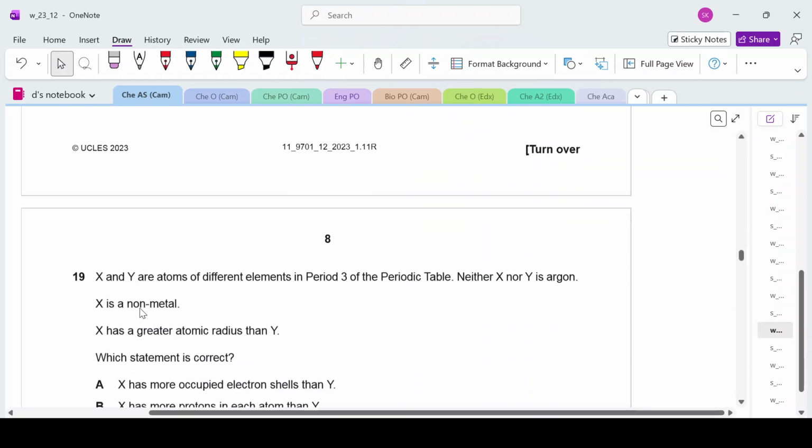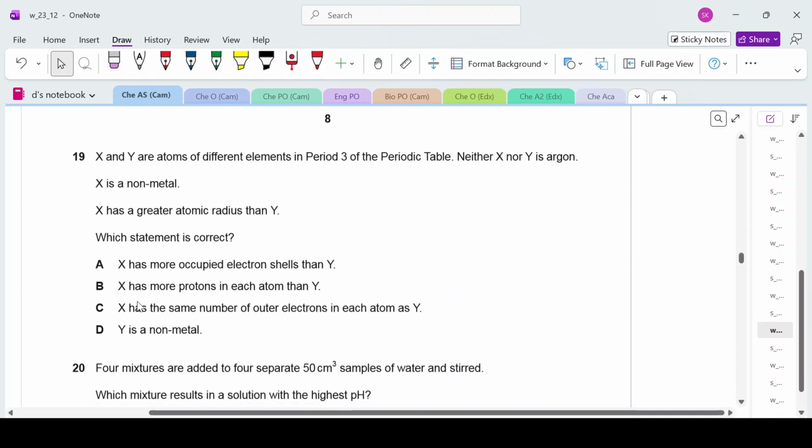19. X and Y are atoms of different elements in period 3 of the periodic table. Both X and Y are in period 3, neither X nor Y is argon. X is a non-metal, okay? X has a greater atomic radius, which means X is to the left. Since X is a non-metal in group 4 or later, and X has a greater radius, Y is further across the period, so Y has the higher atomic number. Which statement is correct?